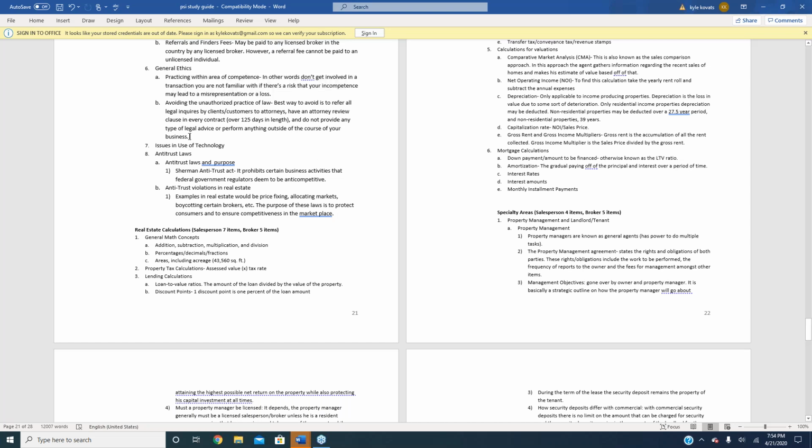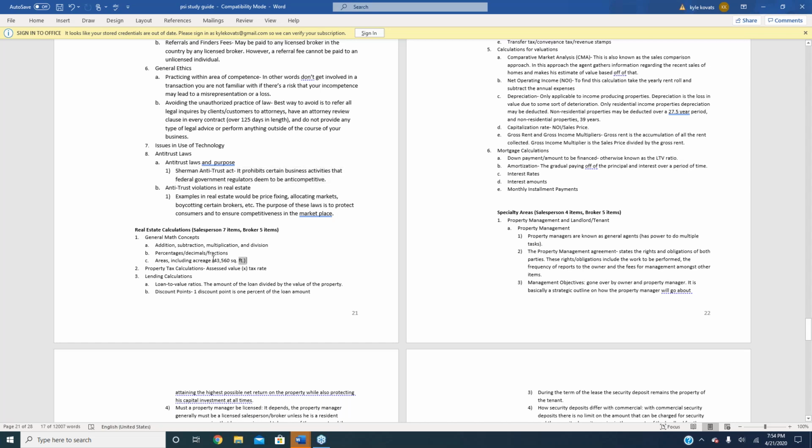Avoiding the unauthorized practice of law. So in regards to that, what do we have to know? Well, similar to what we just talked about, when in doubt, tell the client to consult an attorney. The Sherman Antitrust Act prevents any anti-competitive business practices. So if they ask you what would prevent anti-competitive business practices that could really hinder competition, it's called the Sherman Antitrust Act.